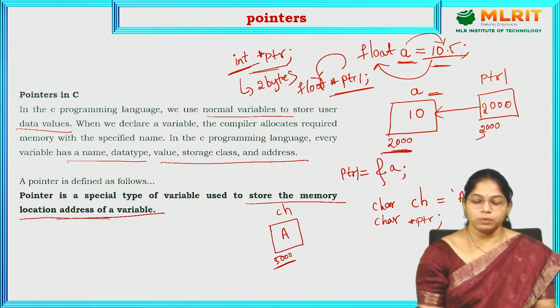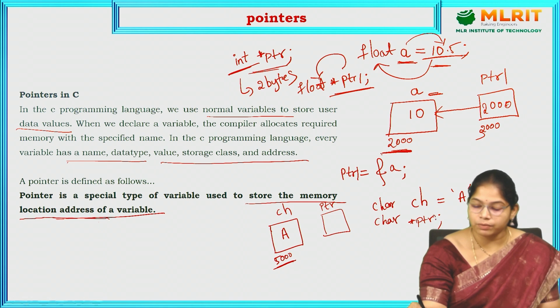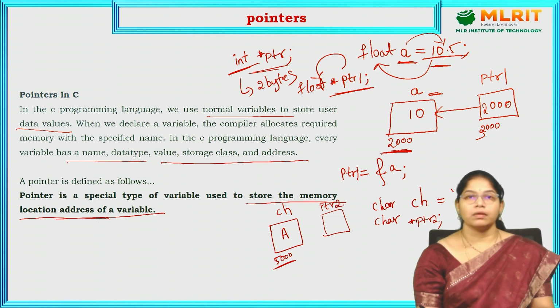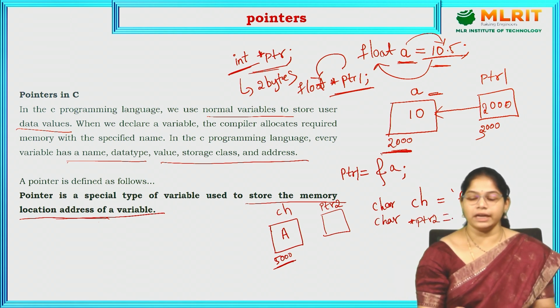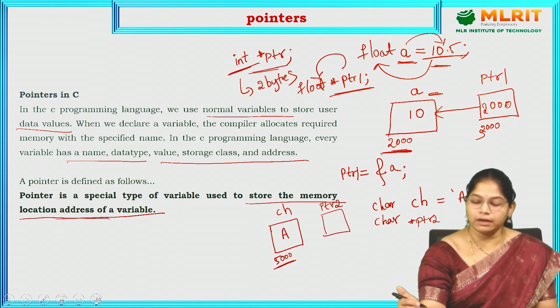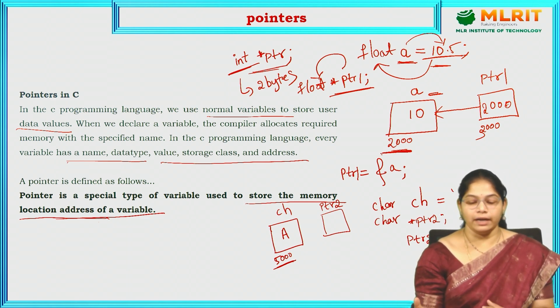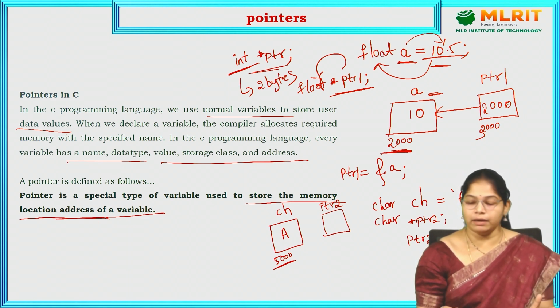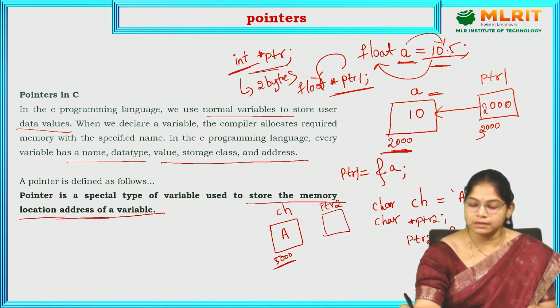When we declare this, what happens? Some memory is allocated to this pointer also, like a normal variable. So this is ptr2 suppose, which is of character type. That means it can store the address of another variable whose data type is character.